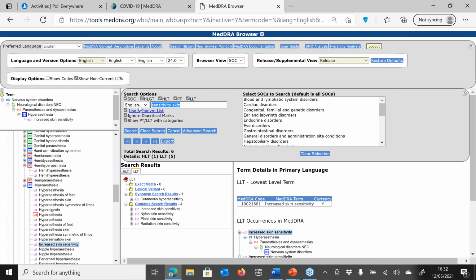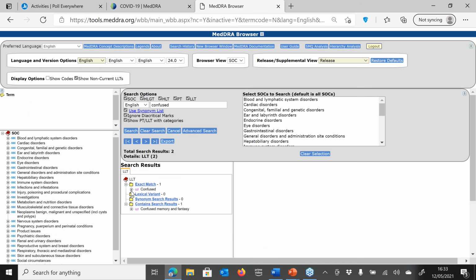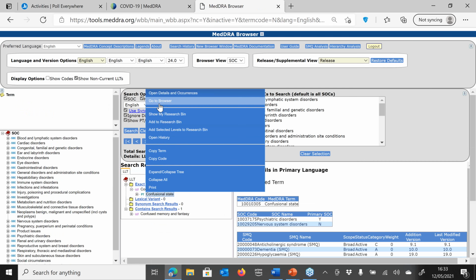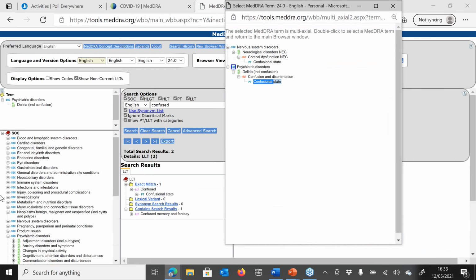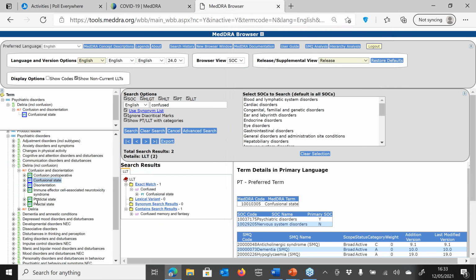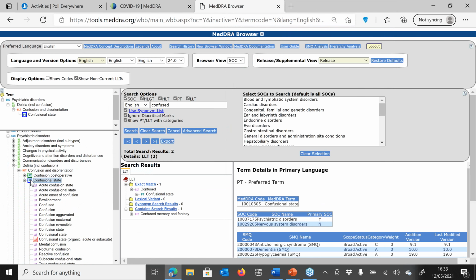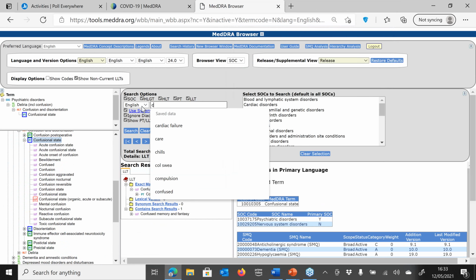The first one we had was confusion. Well, that one's going to be easy to find, isn't it? He was confused, so let's use the exact word. Confused. There it is, the LLT confused with a PT of confusional state. And again, we can go to the browser and see a number of different ways of expressing it: confused, confusion, confusional state. Always good practice to look at the LLTs there.